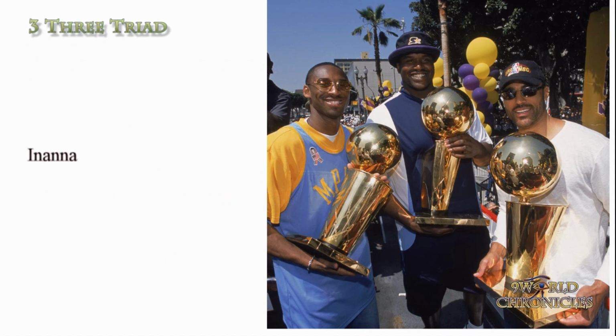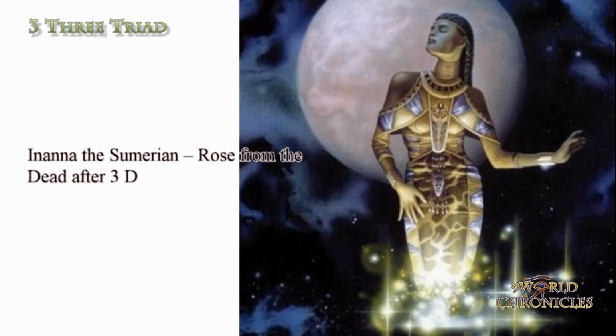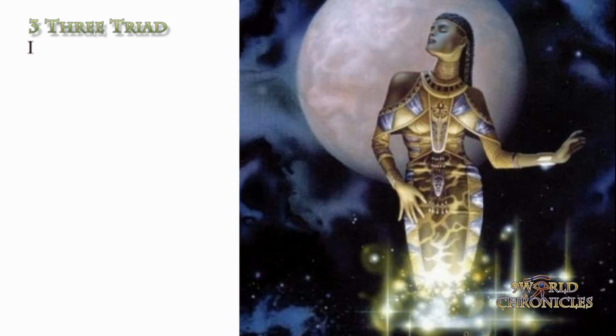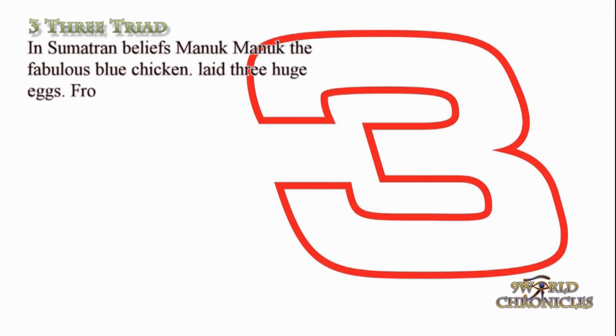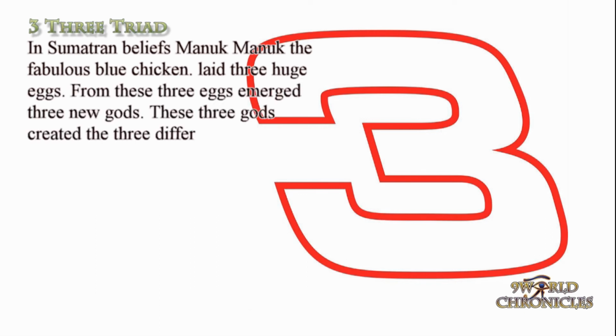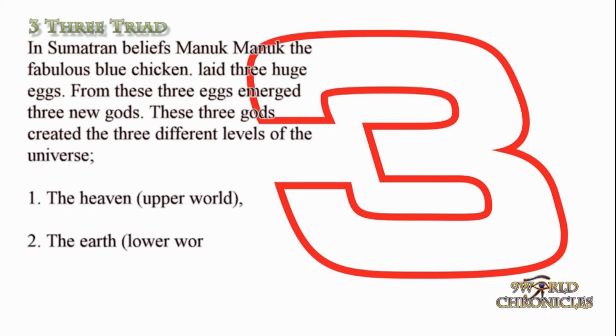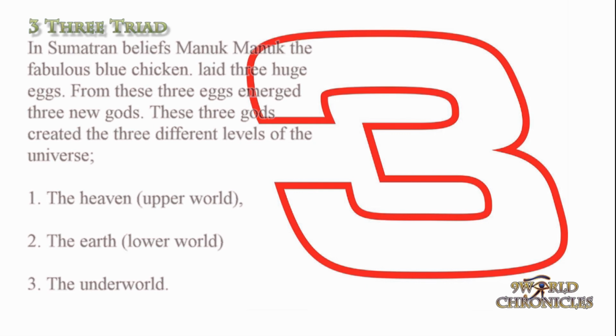In Sumerian beliefs, the goddess Inanna descended into the underworld, but arose from her death after 3 days. In Sumatran beliefs, Manku Manku, the great blue chicken, laid 3 huge eggs, and from these 3 eggs emerged 3 new gods, and they created the 3 different levels of the universe: the heaven, the earth, and the underworld.